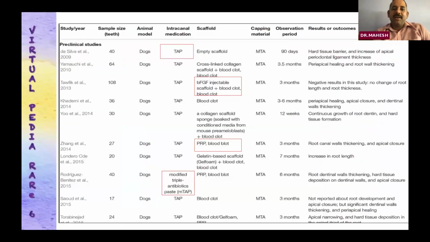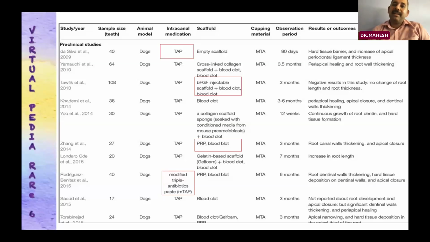And this is one tabular column which shows multiple studies on the effect of intracanal medicaments on the scaffolds. The most common intracanal medicament shown in most of the studies is triple antibiotic paste. And the common scaffold they used is mostly still blood clot. In some cases, they use PRP and PRF.